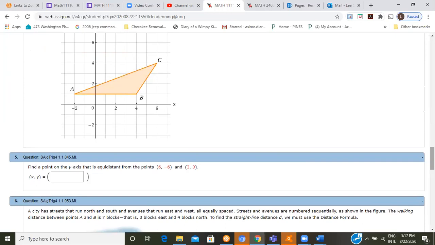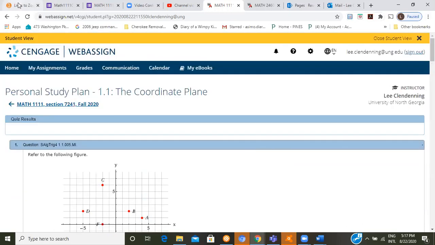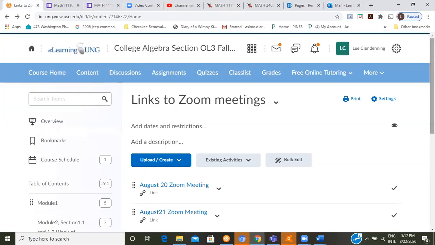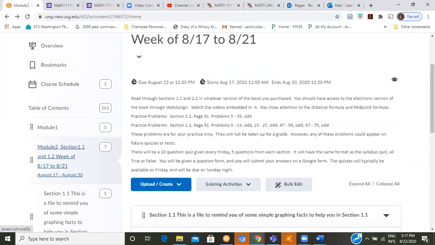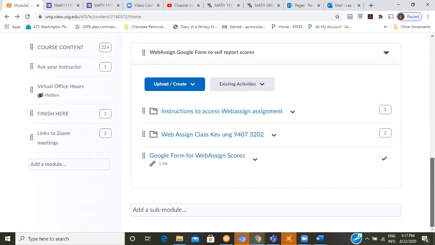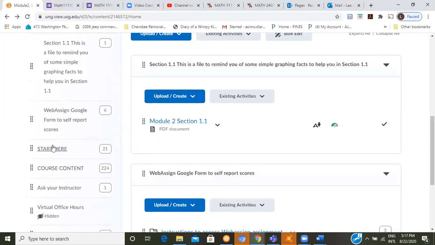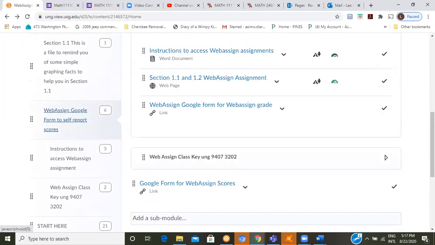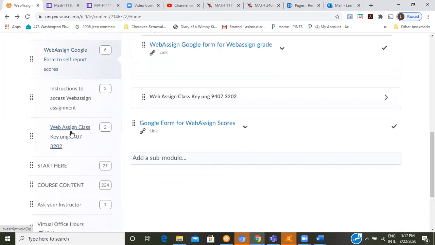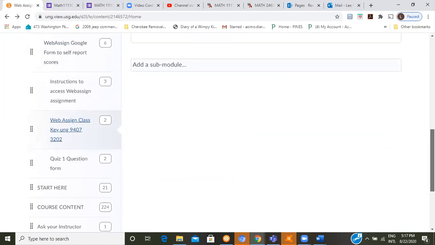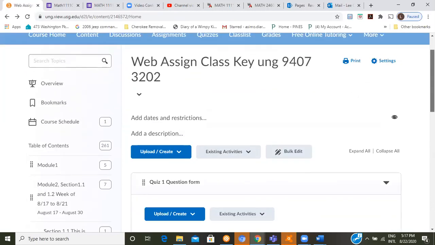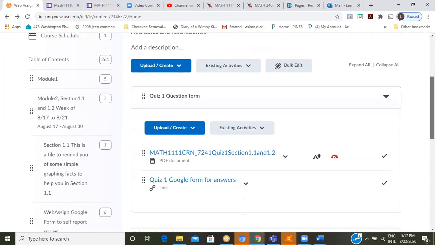All right. The quiz for this has been posted back in D2L. Let me show you the quiz. I believe it was the last thing I posted under Module 2. Let's see, Webassign, Google Form, class key. Under Webassign, yes, quiz 1. It's under Webassign class key. Just keep going down, keep clicking on that, and you'll see quiz 1, question form.